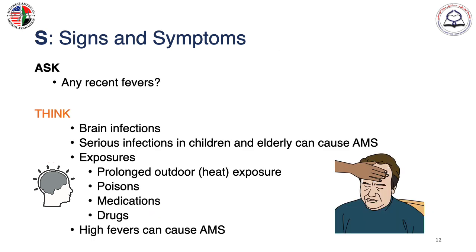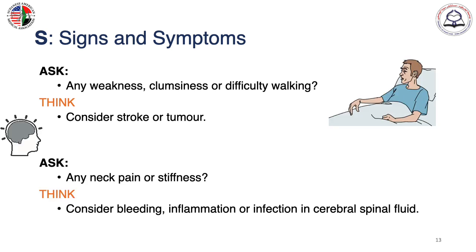Fever can raise suspicion of infection: meningitis, encephalitis, brain abscess, meningoencephalitis. In children, it can lead to febrile convulsion, and also exposure to heat stroke, and also poisoning and drug overdose can lead to fever and altered mental status. Weakness, clumsiness, difficulty in walking: consider stroke or tumor, and it can also happen following trauma and subdural hematoma. And you need to see if there is any neck pain or neck stiffness.